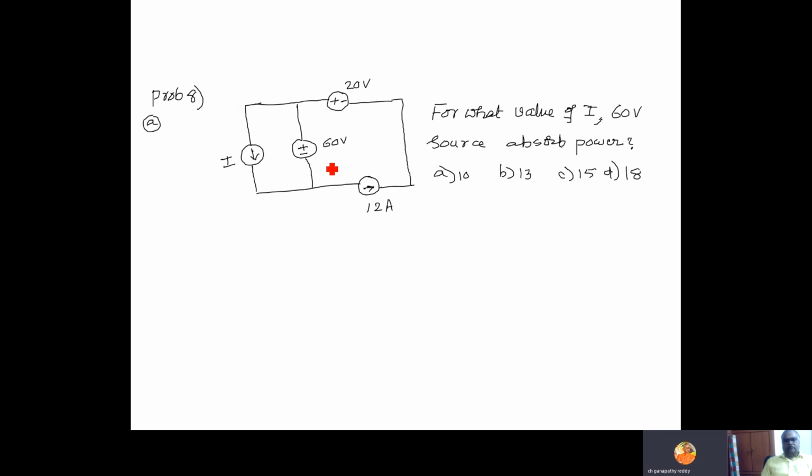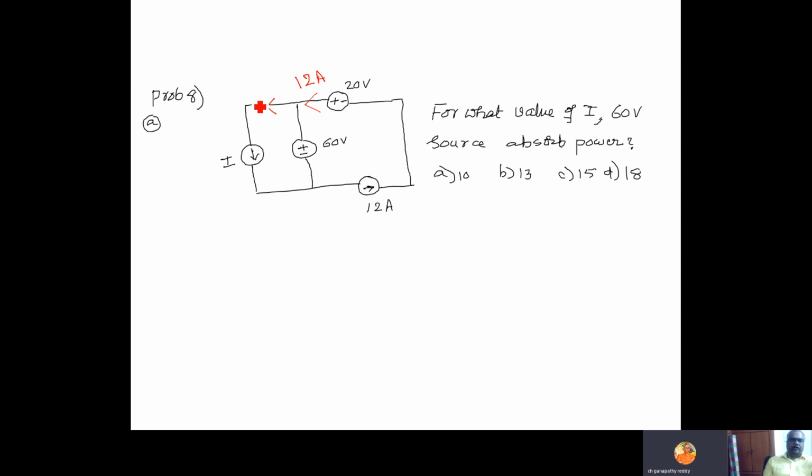This is also asked in all these competitive examinations. The question is: for what value of I, the current source of I, will the 60 volt source absorb power? Options are given, and this problem can be solved only with the help of the options: 10, 13, 15, 18. So here there is 12 amps current. What is the current in this branch? Compulsorily, this is 12.